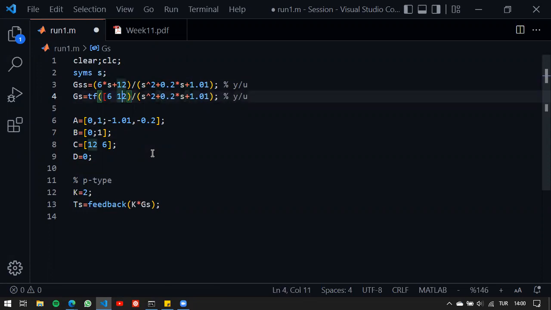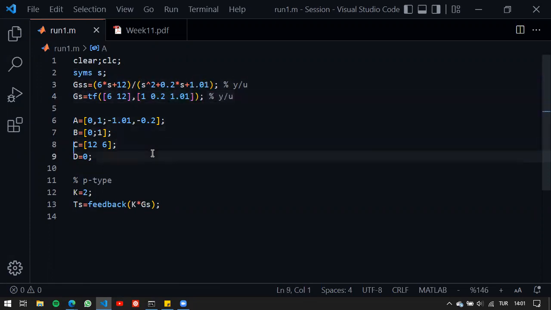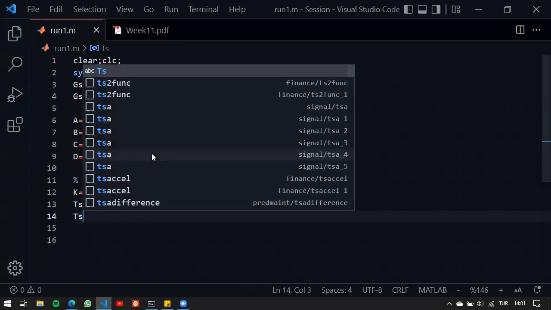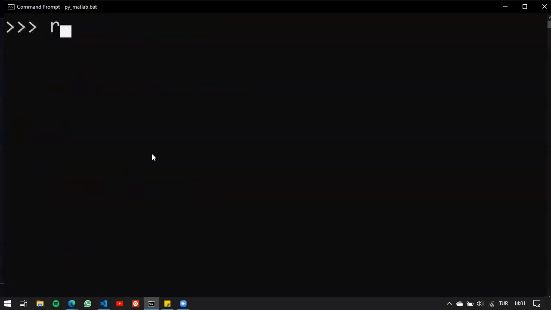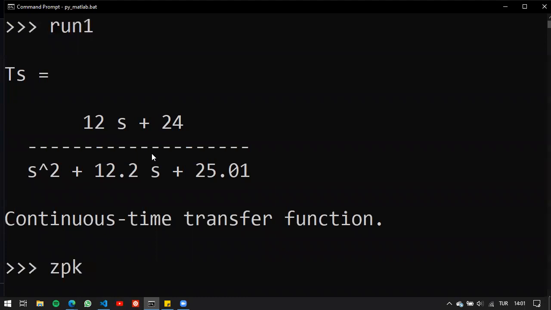Six, 12, done. There we go. Now that's the transfer function. Here we have the state space model. Here is the controller, and I'm just choosing a certain controller. And let's see what the resulting closed loop transfer function looks like. So that's our transfer function.